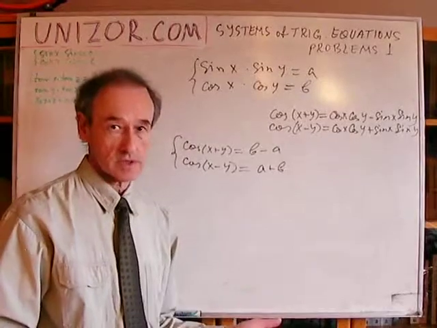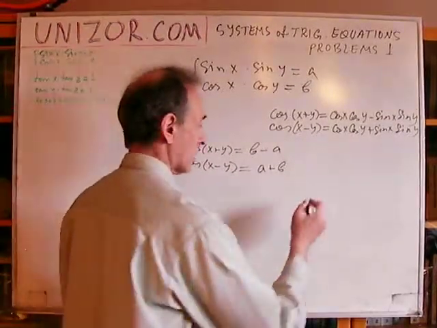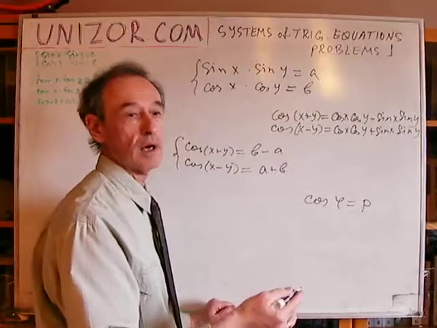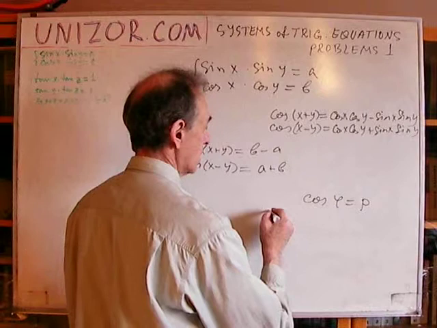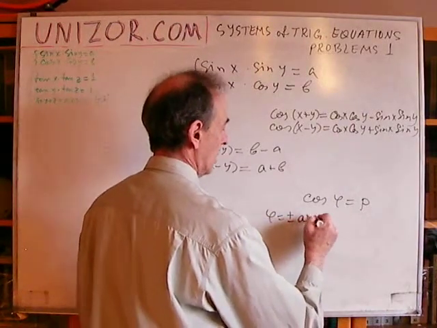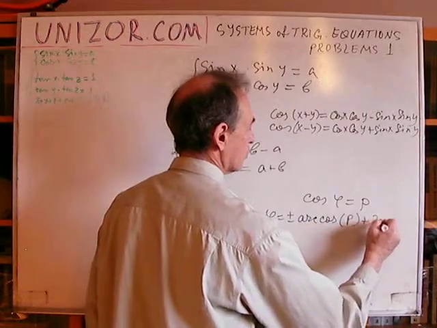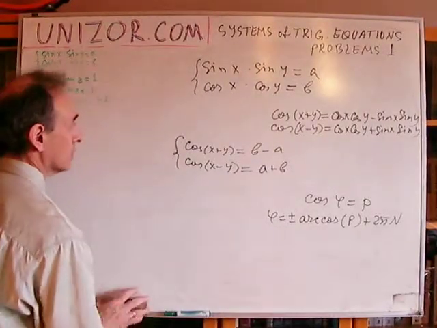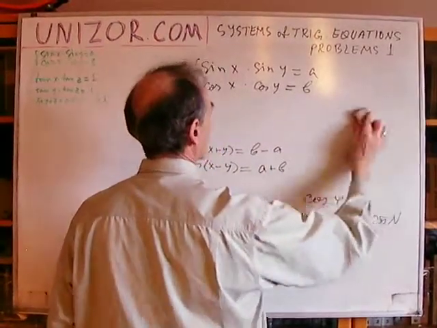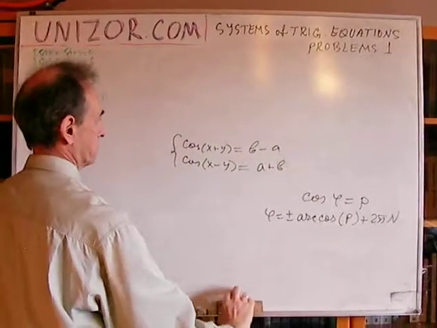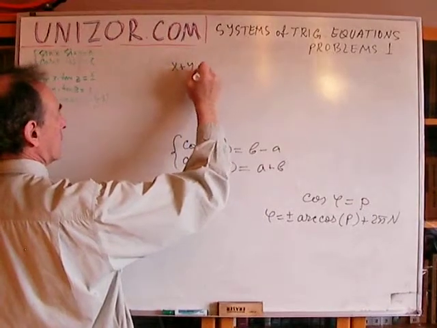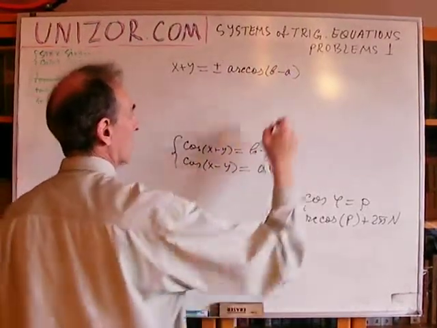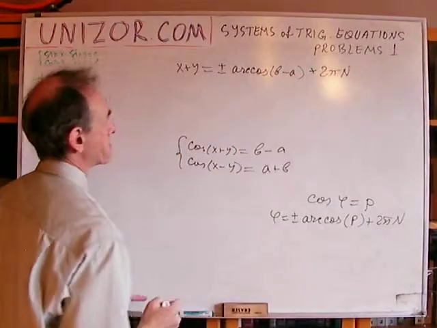Now, is it easier? Of course it is easier, because it falls into something like cosine phi is equal to, say, p, and we know the solution to this. It's already been addressed in the previous lectures: the angle phi is equal to plus minus arc cosine of p plus 2 pi n, where n is any integer. So from here we can derive the following. x plus y equals plus minus arc cosine of b minus a plus 2 pi n.